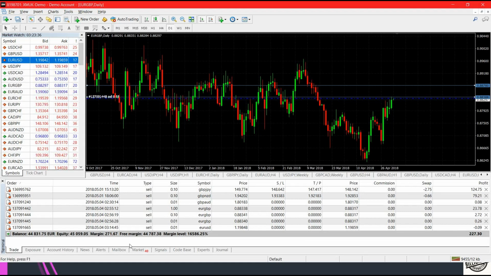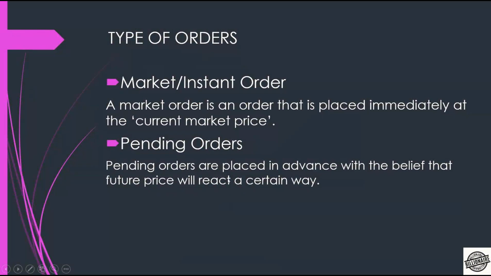So that's what this price thing is telling me right now. So that's what a pending order is. It says that I'm going to put my order in place, but don't enter me yet. Wait till price comes to that price. So pending orders are placed in advance with the belief that the future price will react in a certain way. And we have different types.